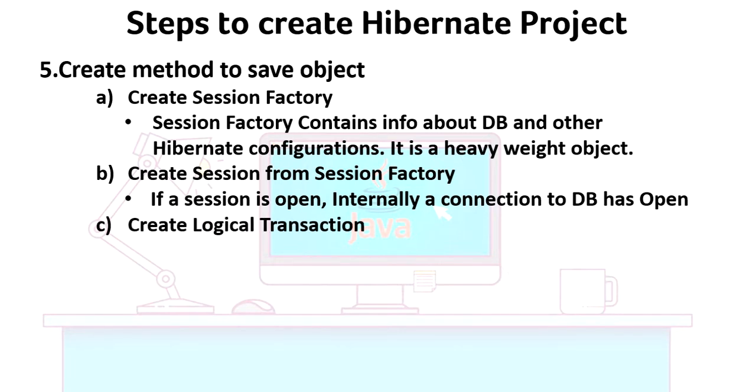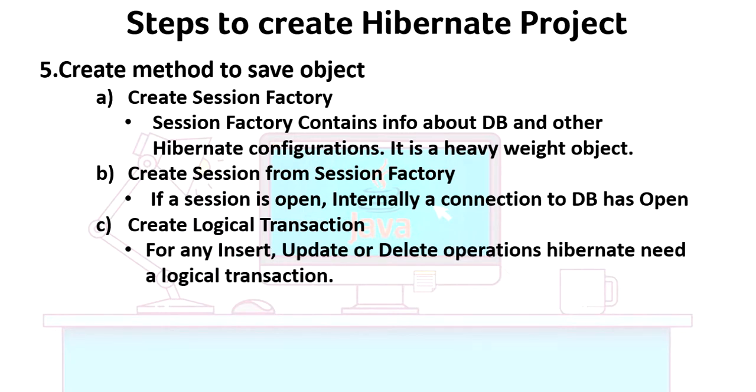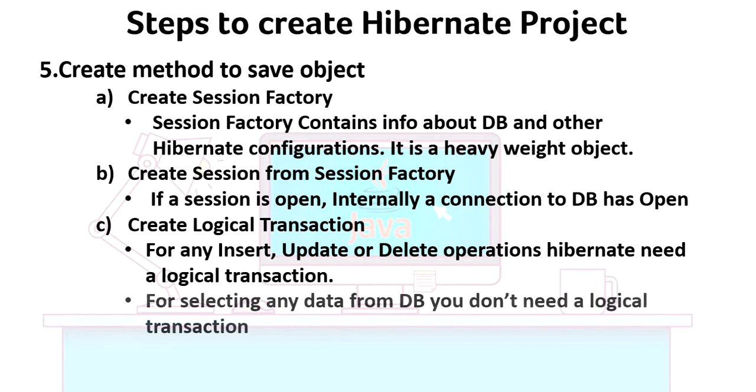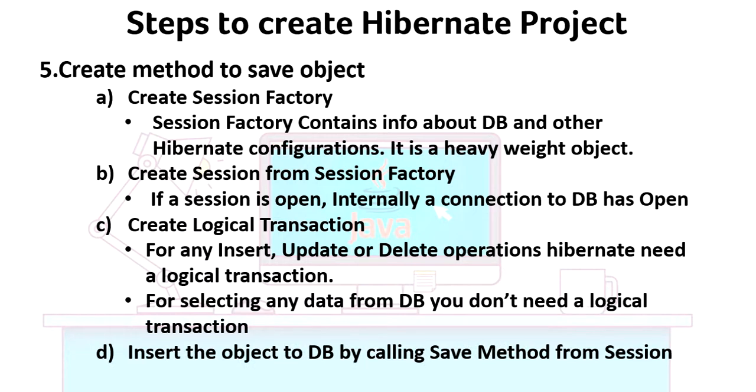So the third step is create a logical transaction. A logical transaction is needed for any basic operation like insert, update, delete operation using Hibernate. So you need to open a logical transaction. I'll show you how to. And for select operation, you don't need any logical transaction. And the fourth step is insert the object to the DB using Hibernate by calling the save method. So you can pass your object of your student class or your entity class to save method to persist the data to the table.